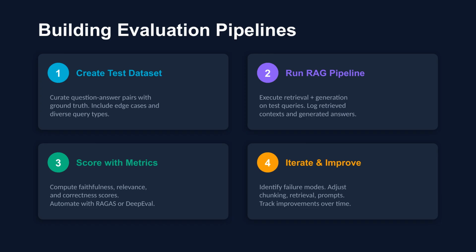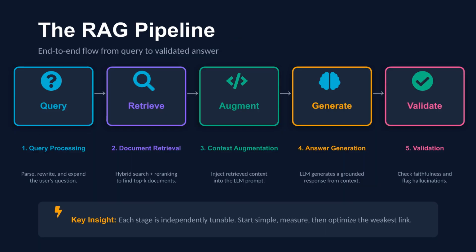Step 3. Score with metrics. Compute faithfulness, relevance, and correctness. Automate with RAGAS or DeepEval. Step 4. Iterate and improve. Identify failure modes. Adjust chunking, retrieval, and prompts. Track improvements over time.